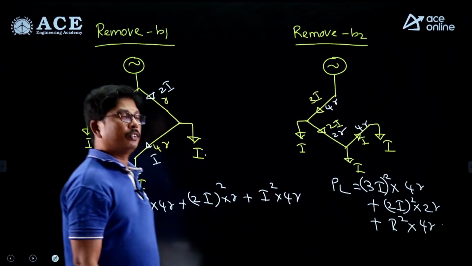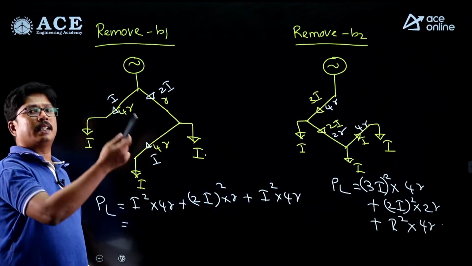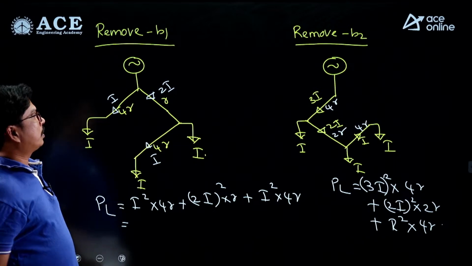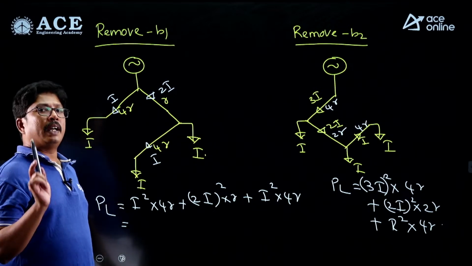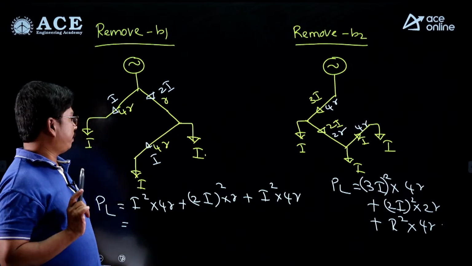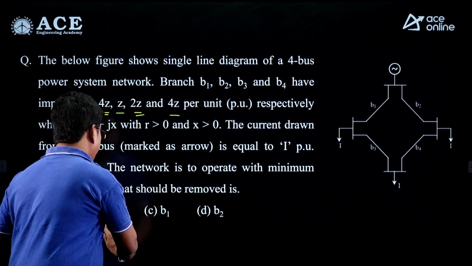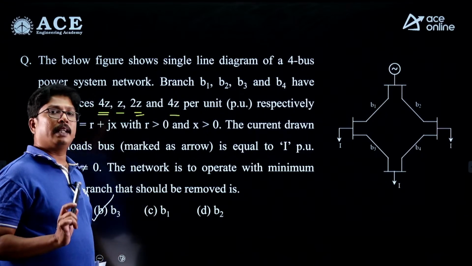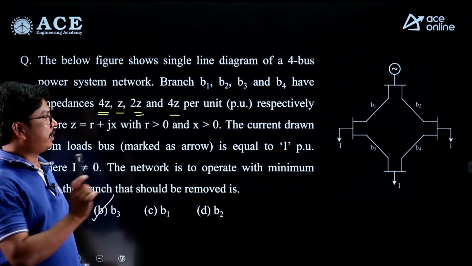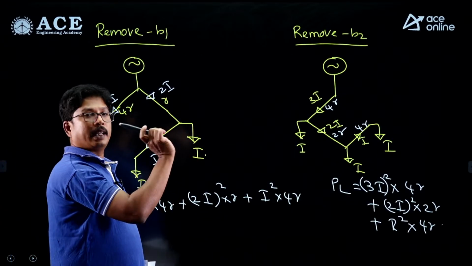I square into 4R. Like that you have to calculate, removing branch 3 and branch 4. So finally, whenever you remove branch 3, we will get the final solution. Whenever branch 3 is removed, the losses will be minimum. Just cross check like this one.